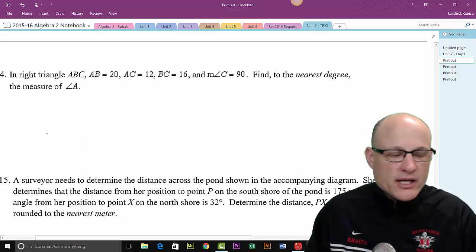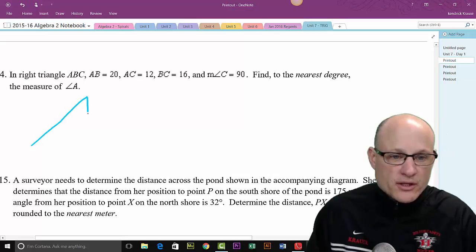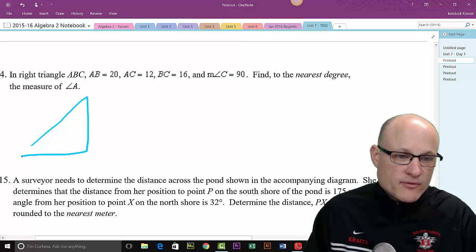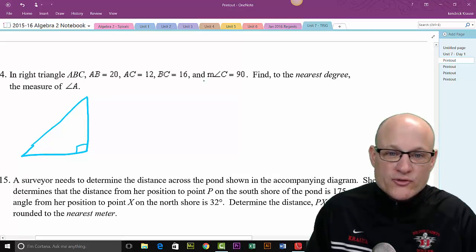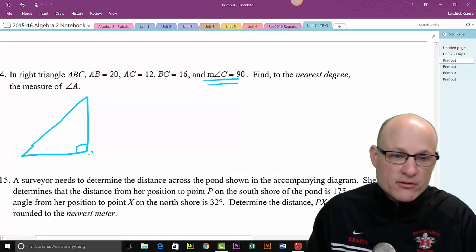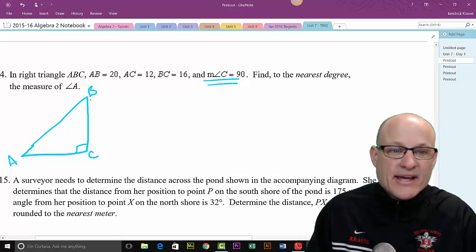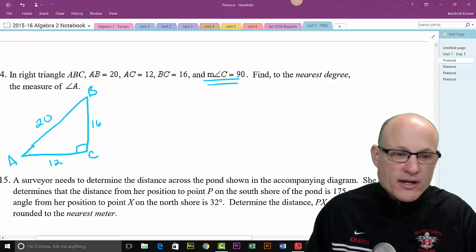In right triangle ABC. Well, I don't see right triangle ABC, so I'm going to draw right triangle ABC. Now, it makes kind of a difference where you put things. I need to know what's the right angle. Angle C is the 90-degree angle. The other two don't really matter. So A, B, C. So AB is 20. AC is 12. BC is 16. Find the nearest degree of the measure of angle A.